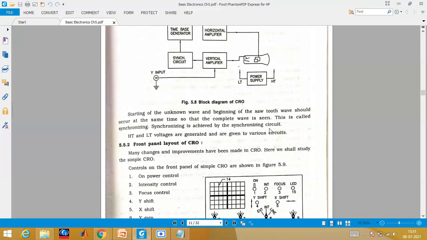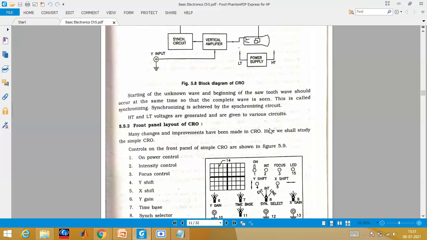Now for your diploma purpose or for any competitive exam, if you're writing the railway group C, group D exam, or if you're trying for engineering after completing your diploma, you might have to write these exams. There they ask several questions related to CRO also. The first thing you must remember is that there is no input as such. It's an output unit like your printer.